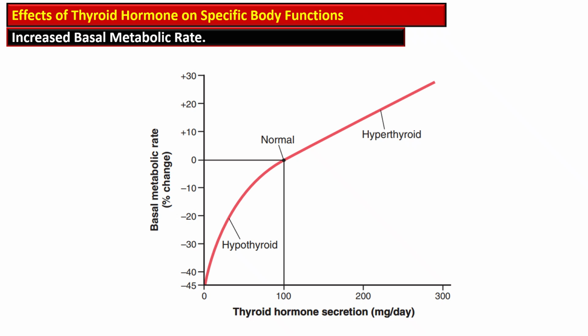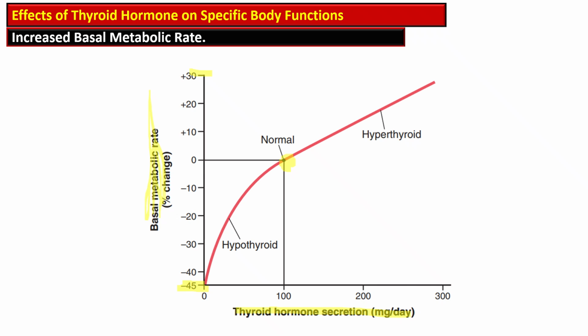This graph illustrates this effect on the BMR. It is showing the relationship between the thyroid hormone secretion in milligram per day, and basal metabolic rate in percent change on the y-axis. The y-axis represents percent change in basal metabolic rate ranging from minus 45 to 30%, and the curve formed is a sigmoidal curve, or S-shaped curve.